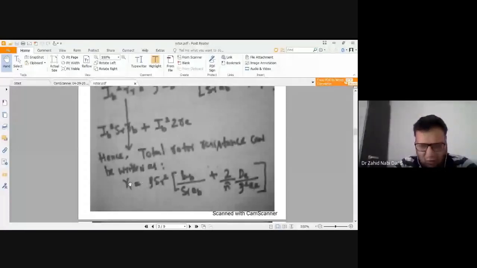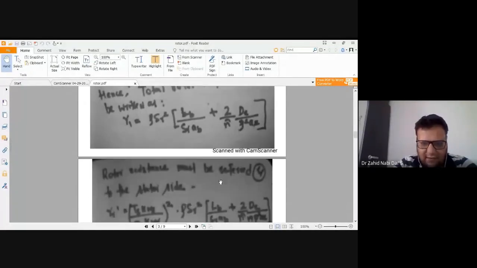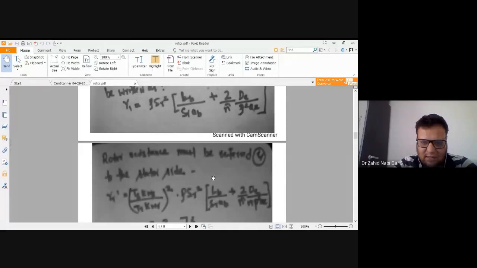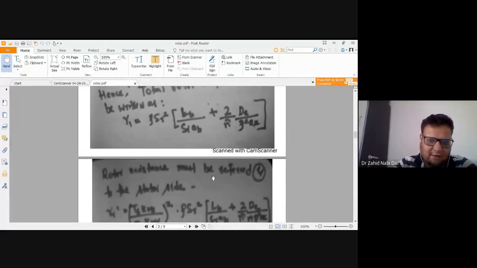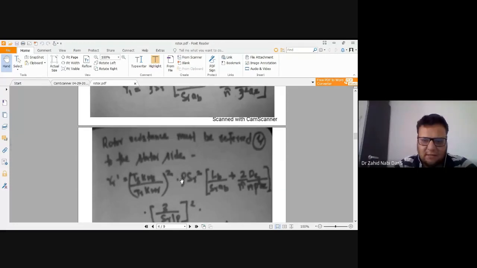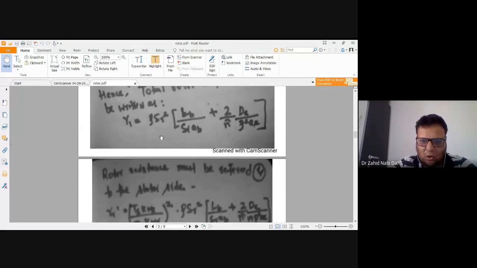R1 is equal to rho SR square LB SR AB plus 2 by pi DE rho square AZ. Now rotor resistance must be referred. If we are referring this again to the stator, we have to just see the rotor side resistance. If you are referring to the stator side, then you have to divide the stator side resistance by the number of turns square. So this is nothing but the stator side resistance which you have got here.